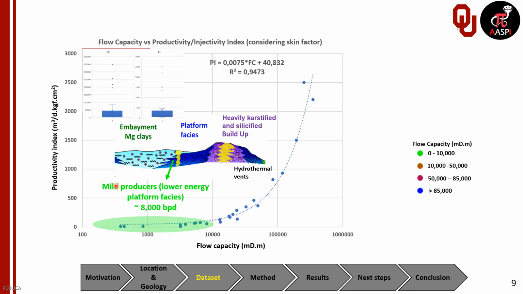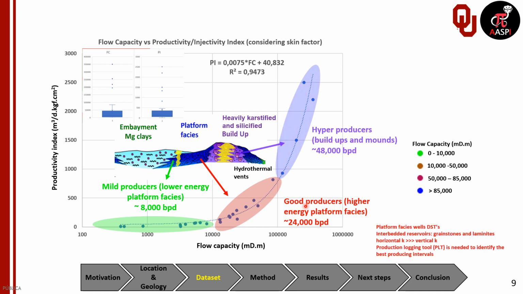So here we have the mild producers, low energy platform phases, which can produce up to 8,000 barrels per day. They are very productive wells if you compare them to onshore wells, shallow waters and other wells, but they are less productive here. And as you can see, they are related to very low productivity index and lower flow capacity volumes. We have the good producers, higher energy platform phases related mainly to the grainstones. These wells can produce up to 24,000 barrels per day.